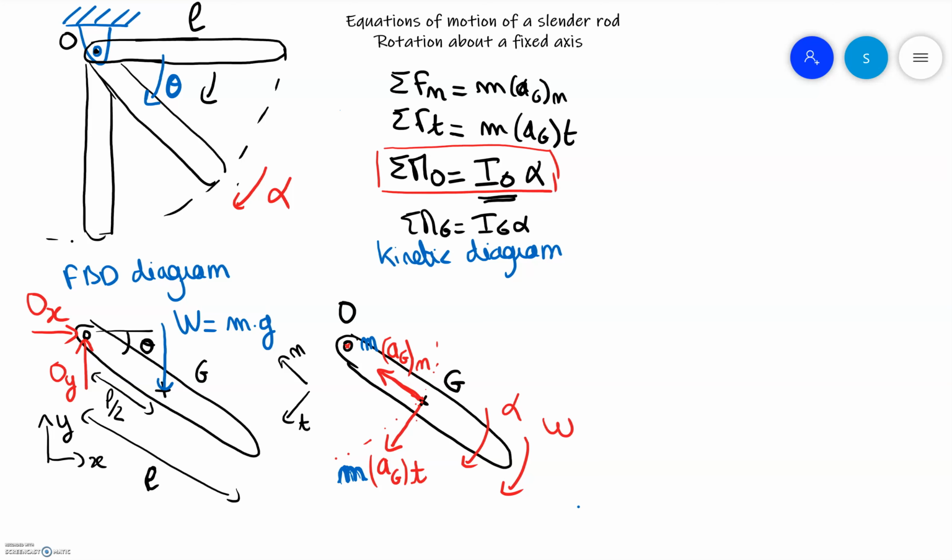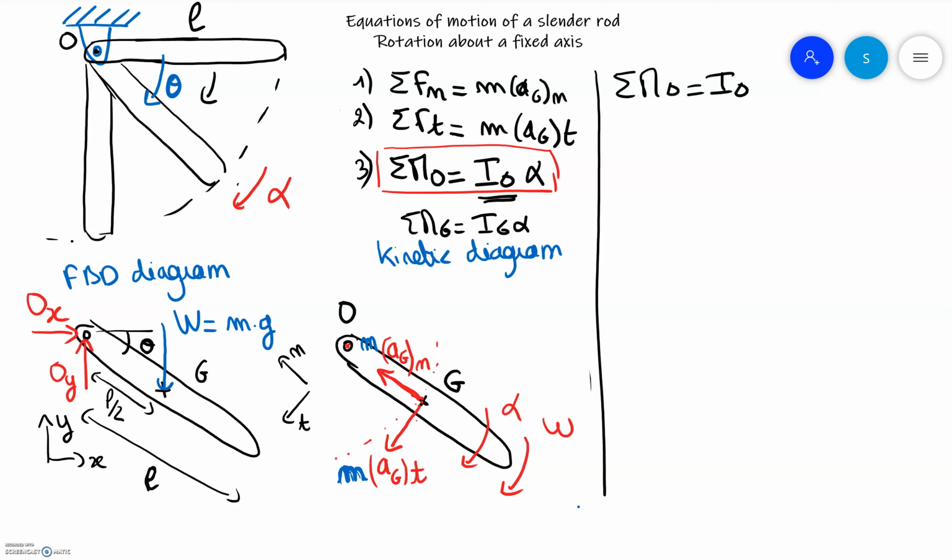Thanks to these equations, we will be able to solve for alpha. So let's do the sum of the moment about O. Okay, so that's our free body diagram, that's our kinetic diagram, and that's our three equations. So 1, 2, and 3. Okay, so sum of the moment about O is equal to I_O alpha.